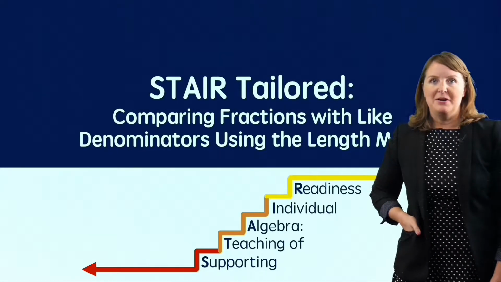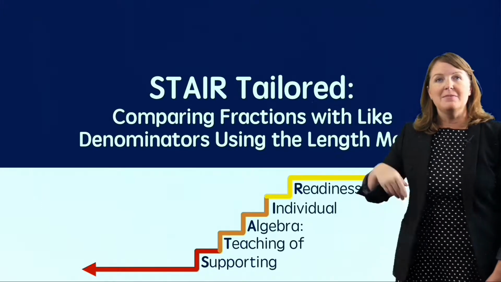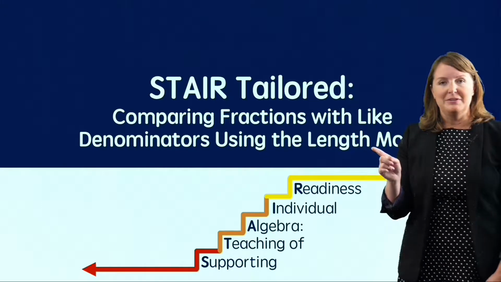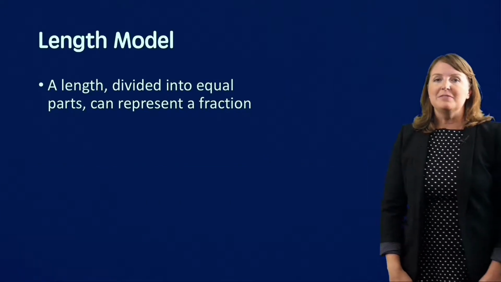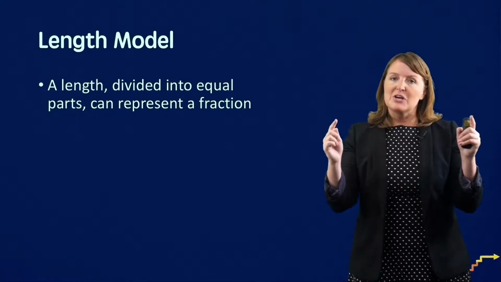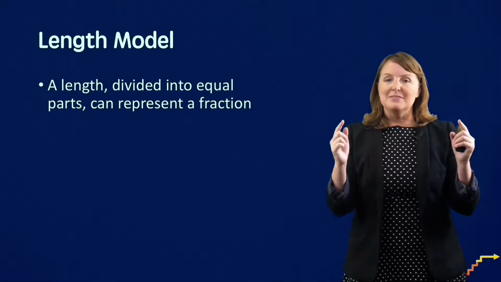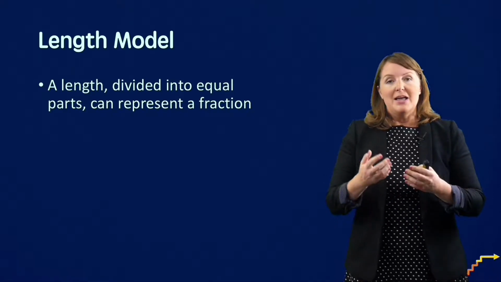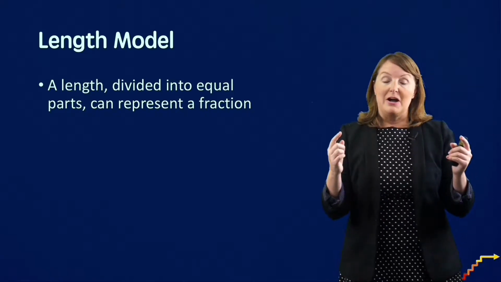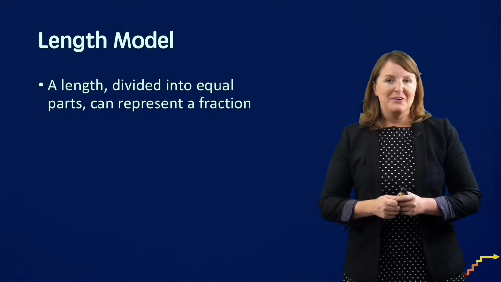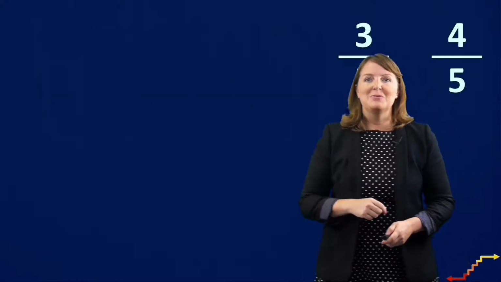We're focused on comparing fractions with like denominators, and right now we're going to use the length model of fractions. The length model of fractions means that we are showing fractions along a number line orientation. So we can take any length and divide that length into equal parts, and then we can figure out the value of the fraction, and it's also helpful for comparing fractions, which is what we're going to do right now.